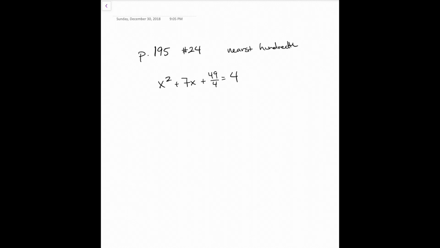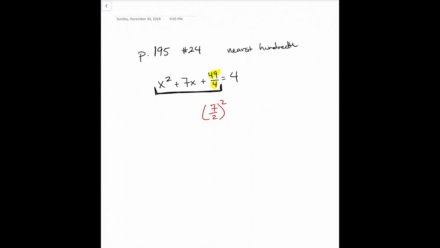So the square root property. That means I'm going to have a square root somewhere in here. But the first thing I need to do is factor this out. Is this a perfect square? One of the things I'm noticing here is that 49 is a perfect square, and so is 4. That can be 7 over 2 squared, because 7 squared is 49, 2 squared is 4.